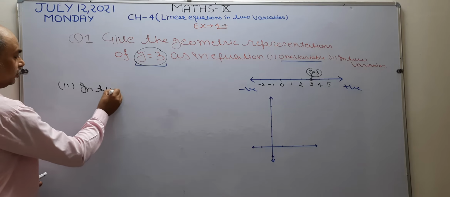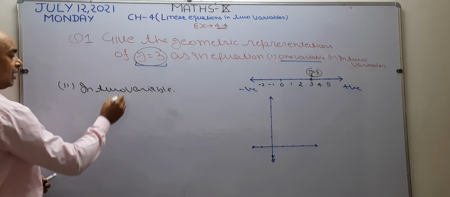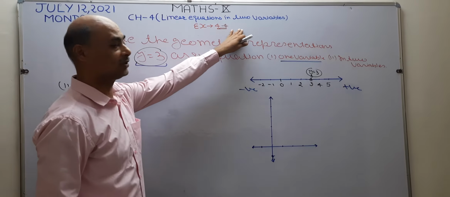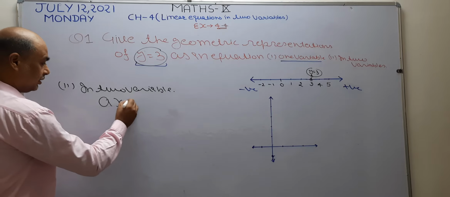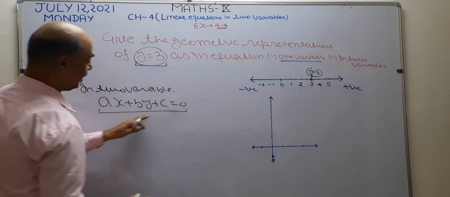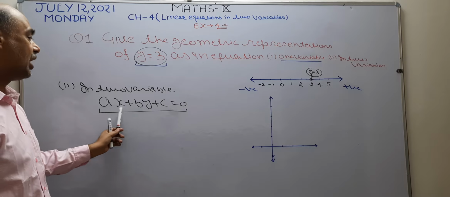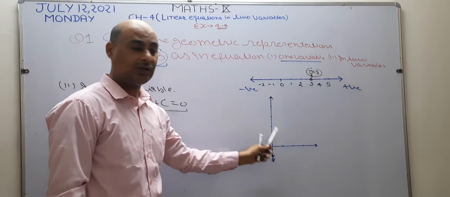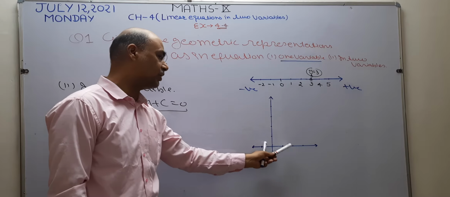In two variables, I am going to write the standard form of a linear equation in two variables first. What is the standard form? As you all know, ax plus by plus c equal to 0. This is the standard form of a linear equation in two variables. When this type of equation is there, we have to draw the graph by using the x-axis and y-axis. The x-axis is known as the first and the y-axis as the second. So two variables are there.